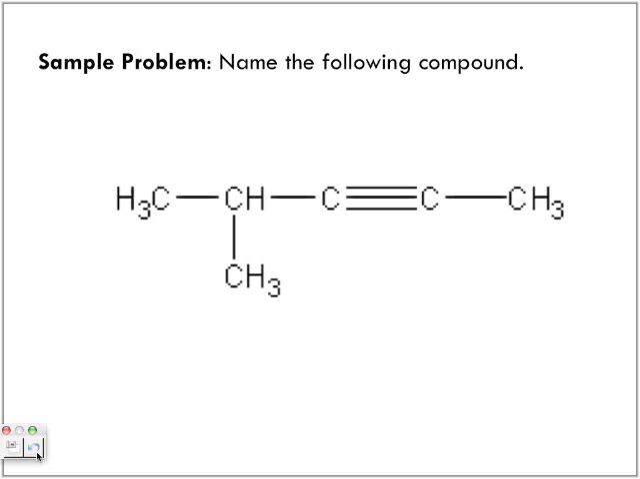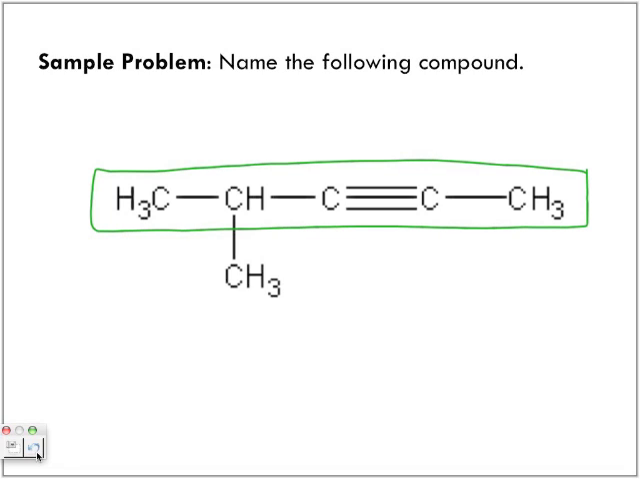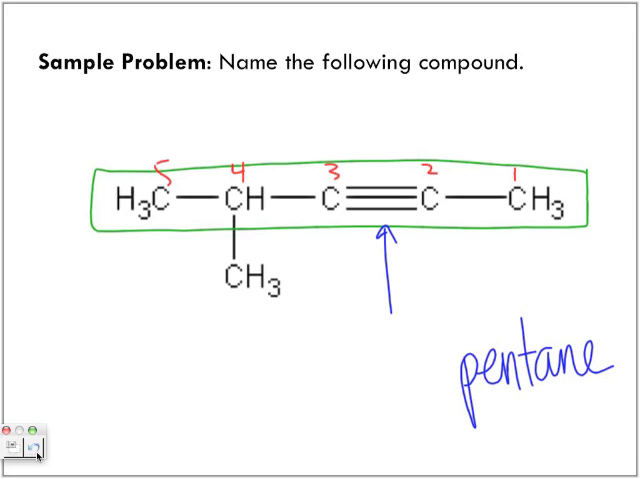Now, let's look at this sample problem. Name the following compound. So what we want to do is try to find the longest possible chain, but because we've got this triple bond here, that longest chain must include this triple bond. So longest chain, for argument's sake, make it nice and simple, will be that. So we look at the carbons, and we've got 1 carbon, 2 carbons, 3 carbons, 4, 5. So we know we've got 5 carbons, so it's part of the pentane derivative. But because we've got this triple bond here, this pentane becomes a pentyne.